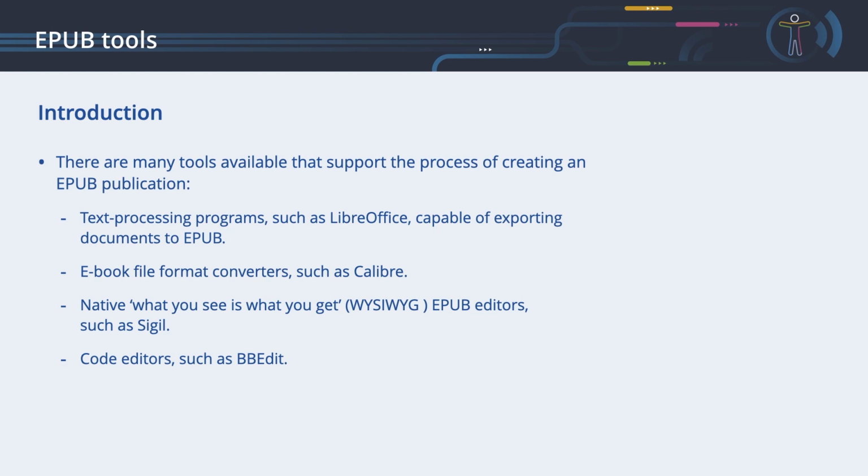Code editors such as BBEdit. If you have a thorough understanding of the details of the file format and you know all the possible elements and attributes, then you can create and edit your ebook using a code editor. This approach requires the most know-how, but offers the greatest level of control over the result. We will take a brief look at every type of solution.